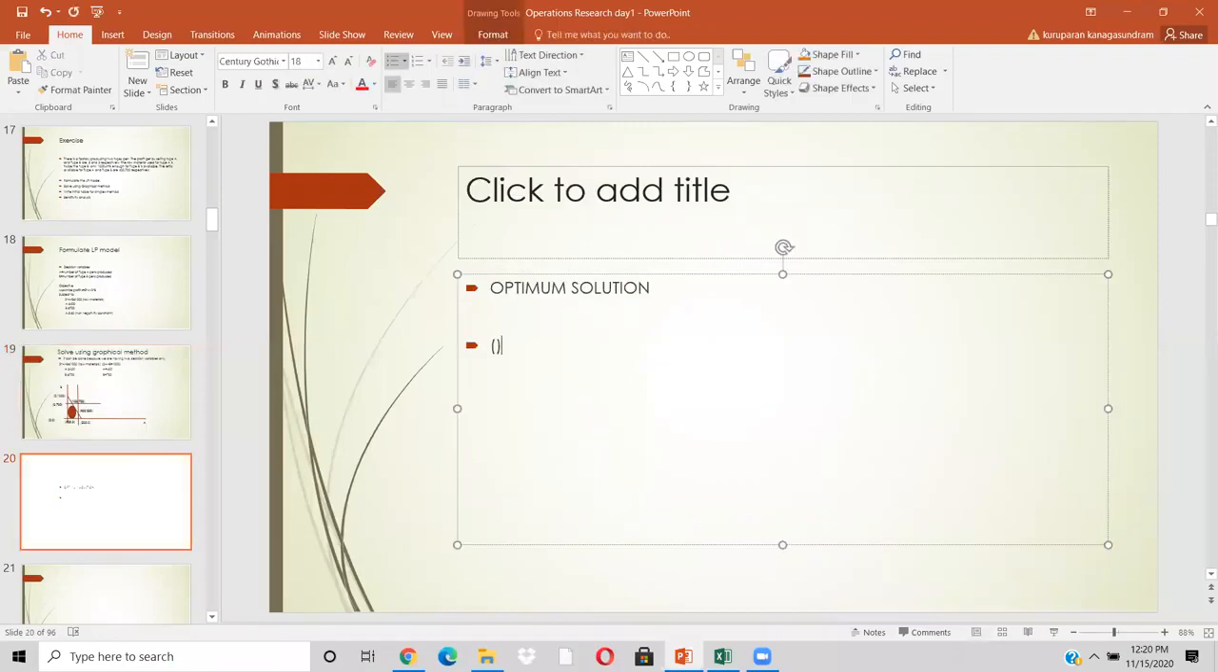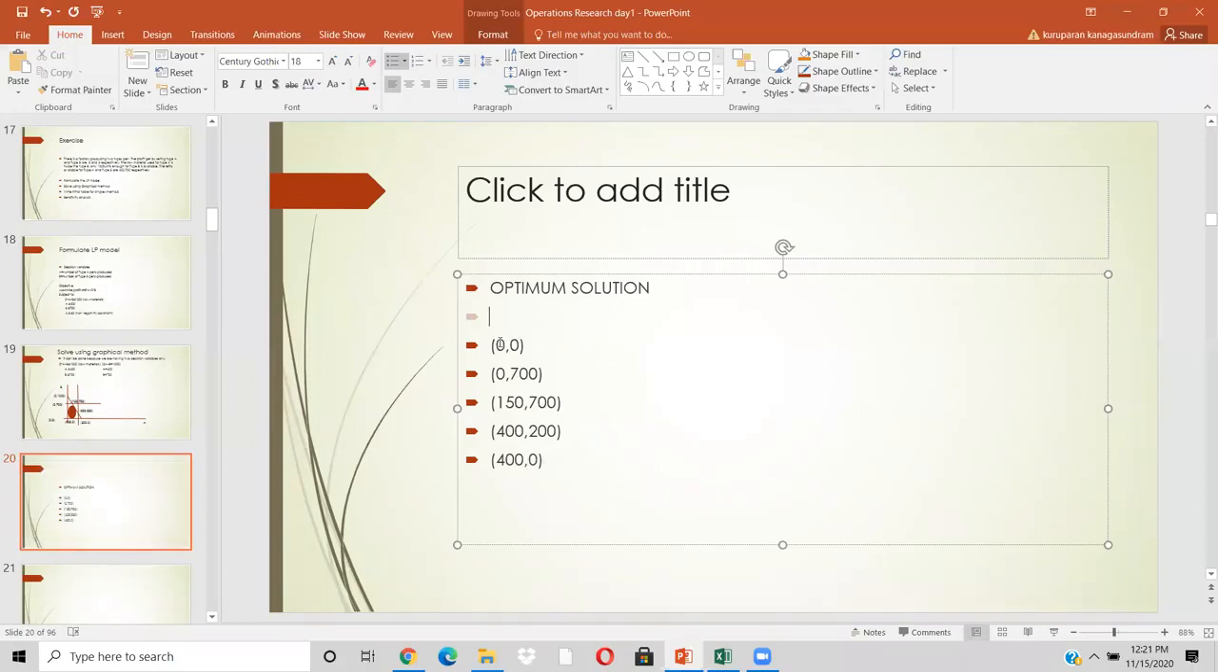Write all the corner points. 0 comma 0, another one is 0 comma 700, another one is 150 comma 700, another one is 400 comma 200, and the last one is 400 comma 0. Okay, fine.